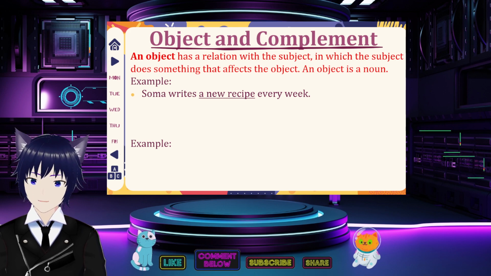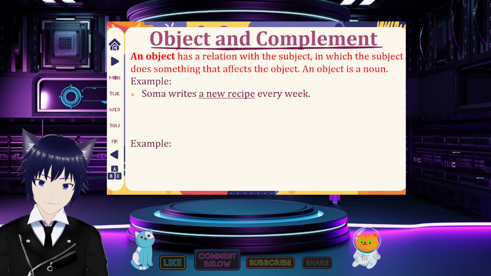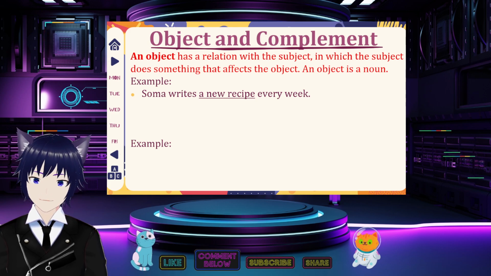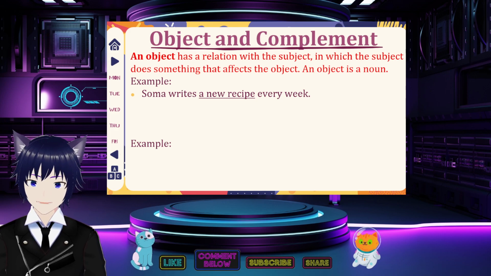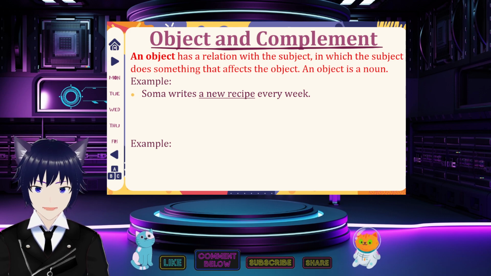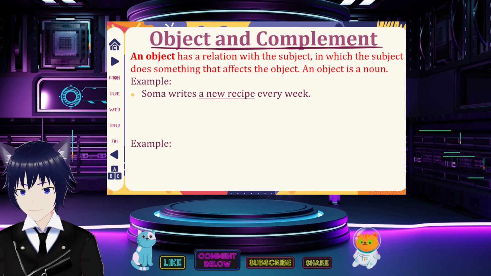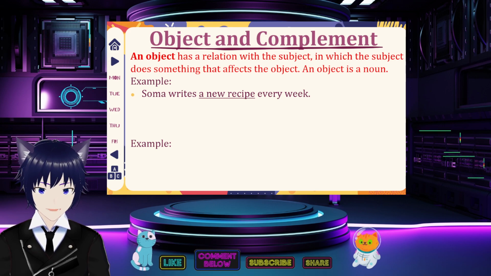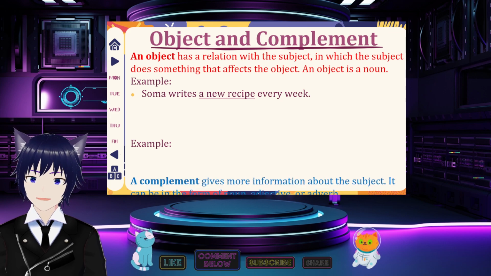In here, Soma is the subject, and he does something, which is writes. And what he does here affects something, which is a new recipe. So because a new recipe here receives an effect because of what Soma does, a new recipe is the object of this sentence. What about a complement?